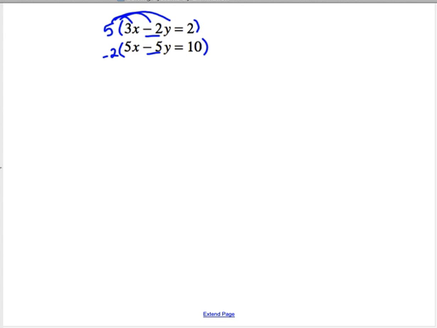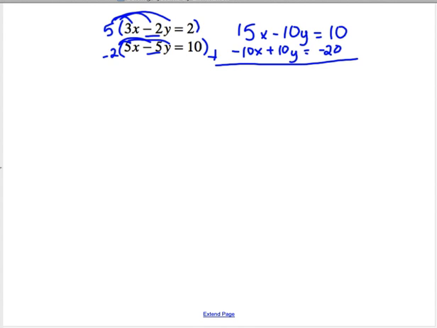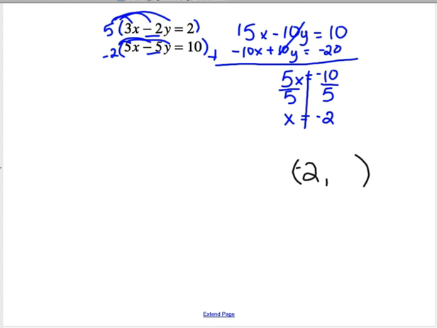So I'm going to go ahead and multiply this top equation by 5, this bottom equation by -2. I'm going to distribute to everything to give me 15x minus 10y equals 10. And then on the bottom, I'm going to distribute. I get -10x plus 10y equals -20. Now that I have additive inverses of my y's and they eliminate, I'm going to add my equations together. 15x minus 10x gives me 5x equals 10 minus 20 gives me -10. Divide by 5, x equals -2. So the x coordinate of my solution is going to be -2.